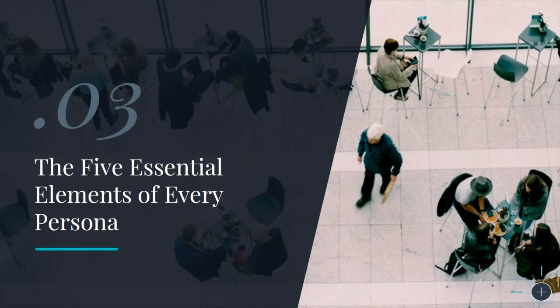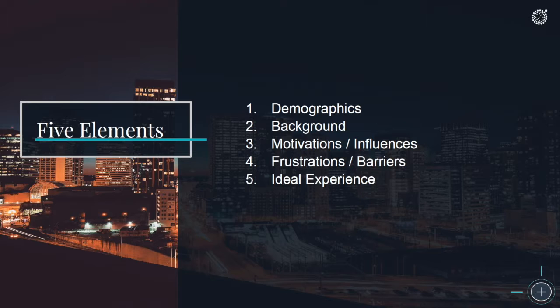The 5 essential elements of every persona. In the following section, we'll share the key pieces of information that you'll need to have in your 1 to 2 page persona document. We'll also be showing a few examples. So those 5 elements are demographics, background, motivations, influences, frustrations, barriers, ideal experience.